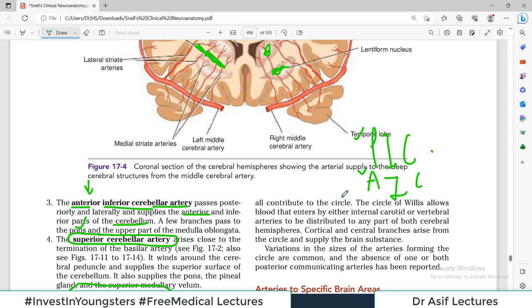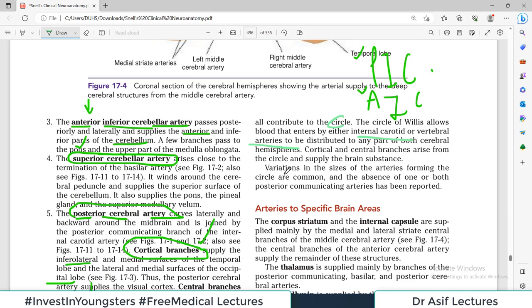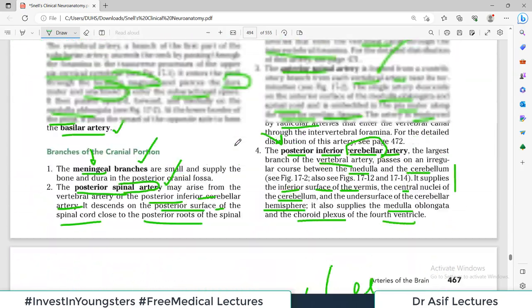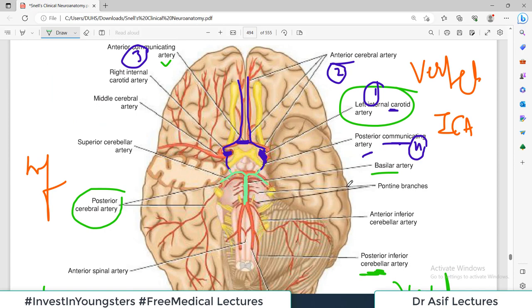They all contribute to the circle of Willis. The circle of Willis then allows blood that enters by either internal carotid or the vertebral arteries to be distributed to different parts of the cerebral hemisphere. Variation in the size of the branches. Now sometimes contribution from one branch is more than the other, sometimes some of the branches are missing.